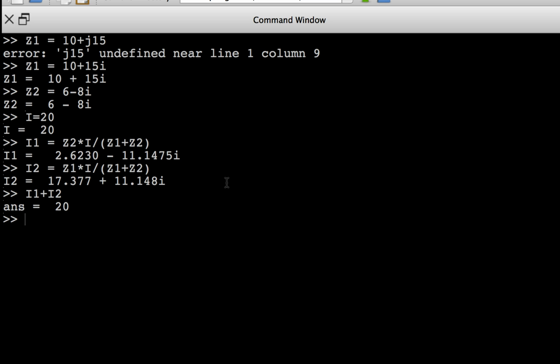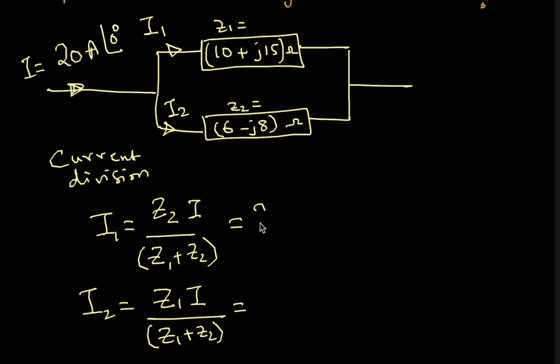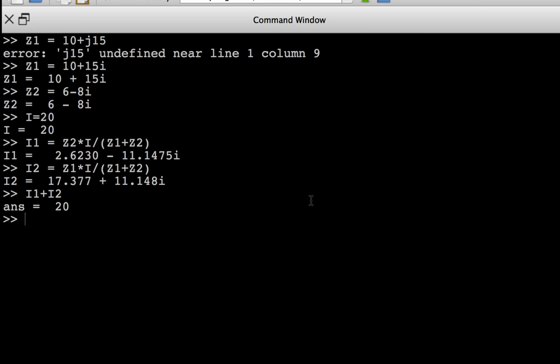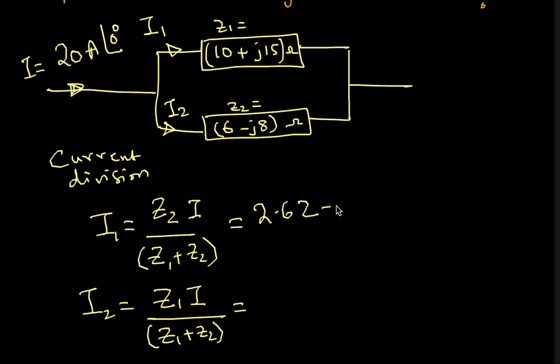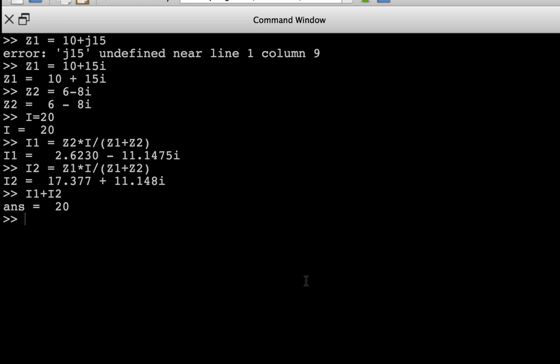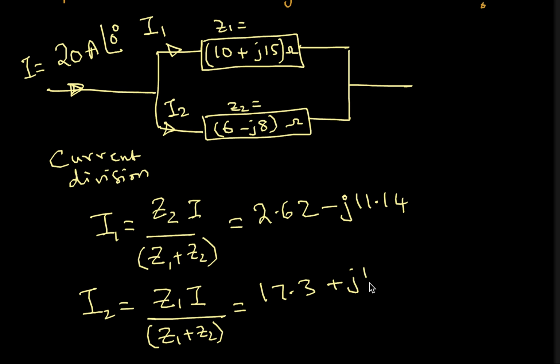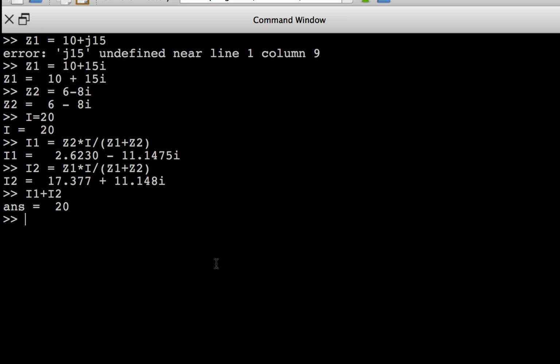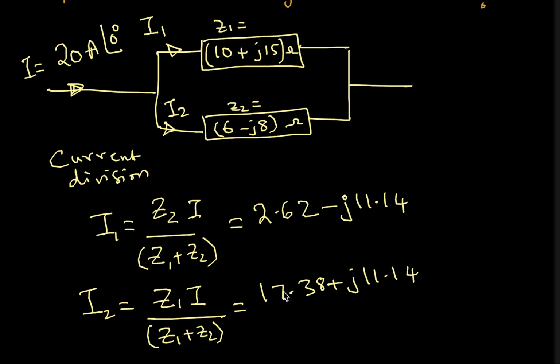So let me write this. This is 2.62 minus J 11.14, whereas this is 17.3 plus J 11.14. And if I add these two, the total should be 20. These two imaginary parts will cancel each other and this will be 20 amperes. So that's again confirming.